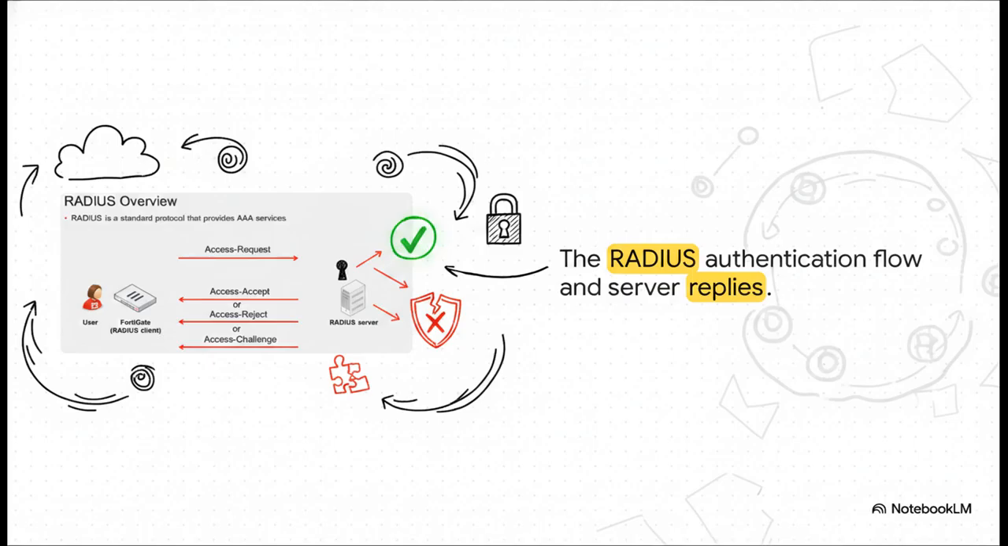When the FortiGate client sends over an access request packet, the RADIUS server evaluates it and sends back one of three replies. It can send an access accept, an access reject, or, very interestingly, an access challenge. This challenge basically means the server needs more information, which leads us perfectly into our next major topic.